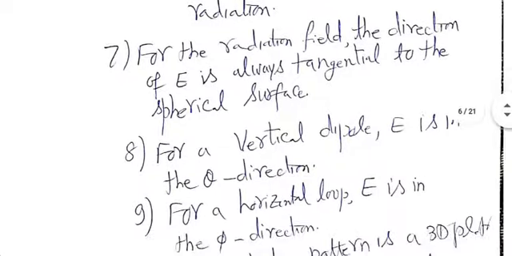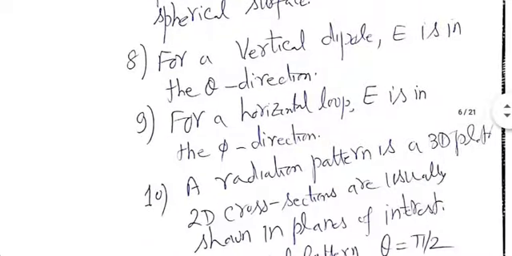We know that E theta and H phi are the only two fields that survive. So E theta is tangential to the direction of propagation R. For a vertical dipole, we know that E has only theta component. Horizontal loop, we have not yet spoken about, so forget it right now.